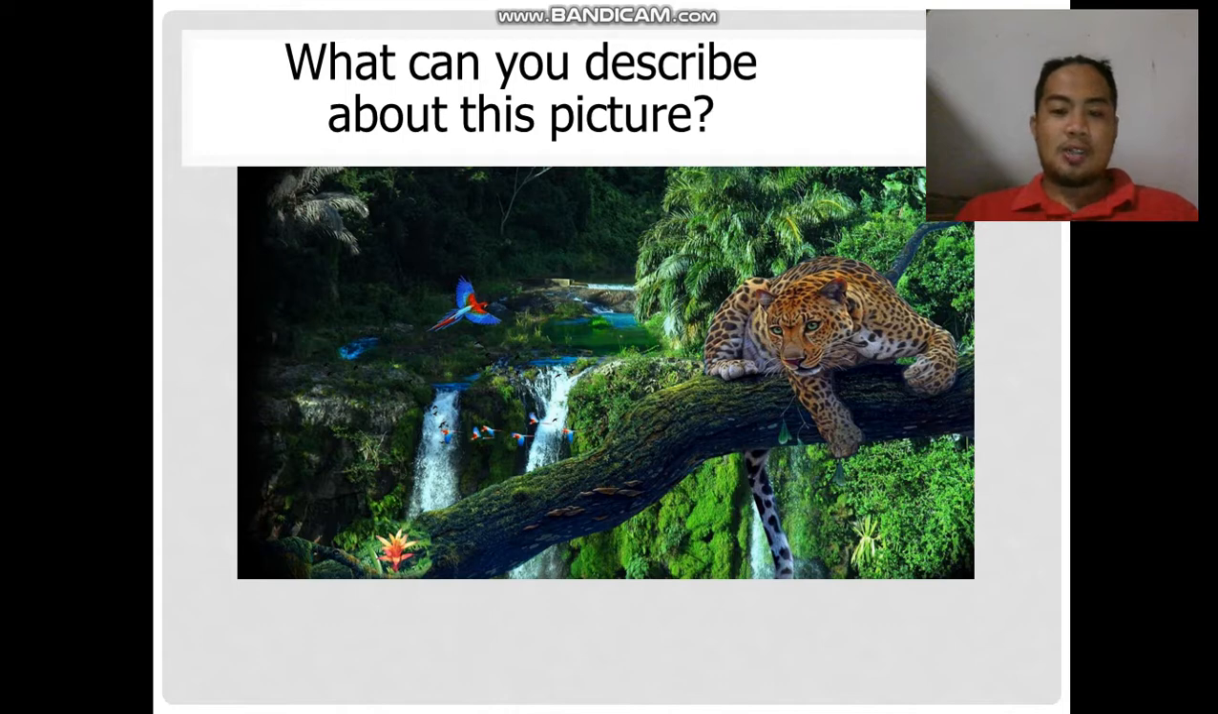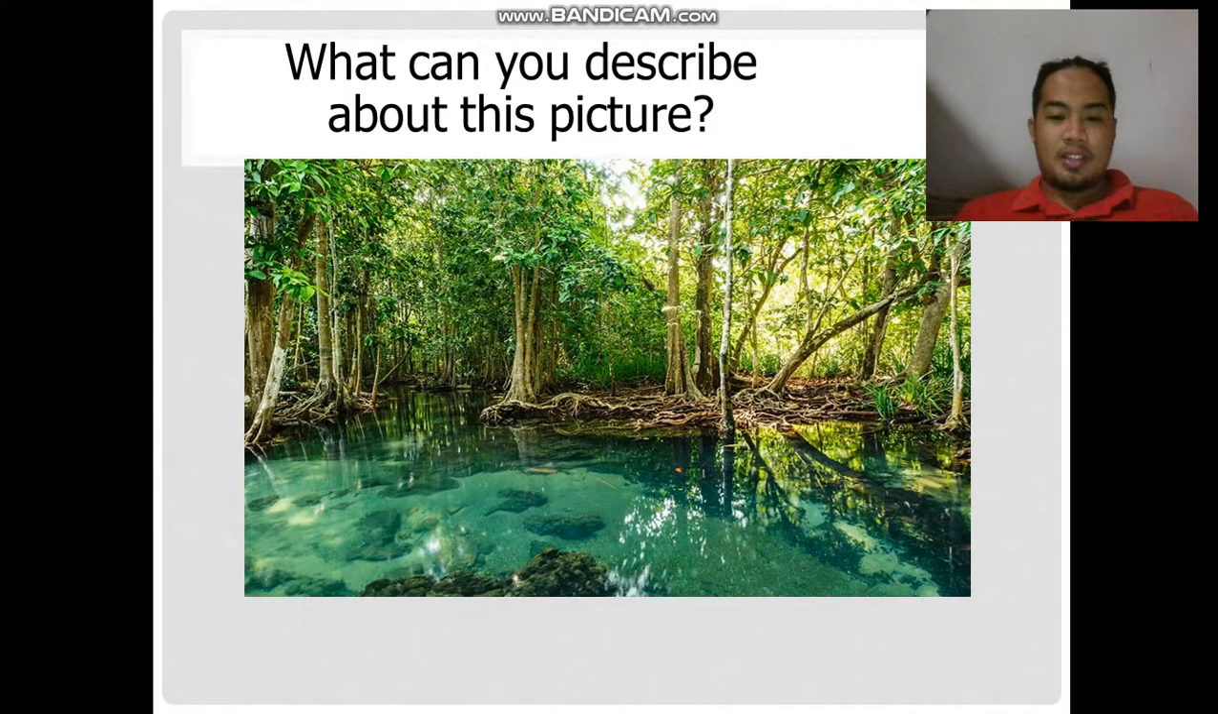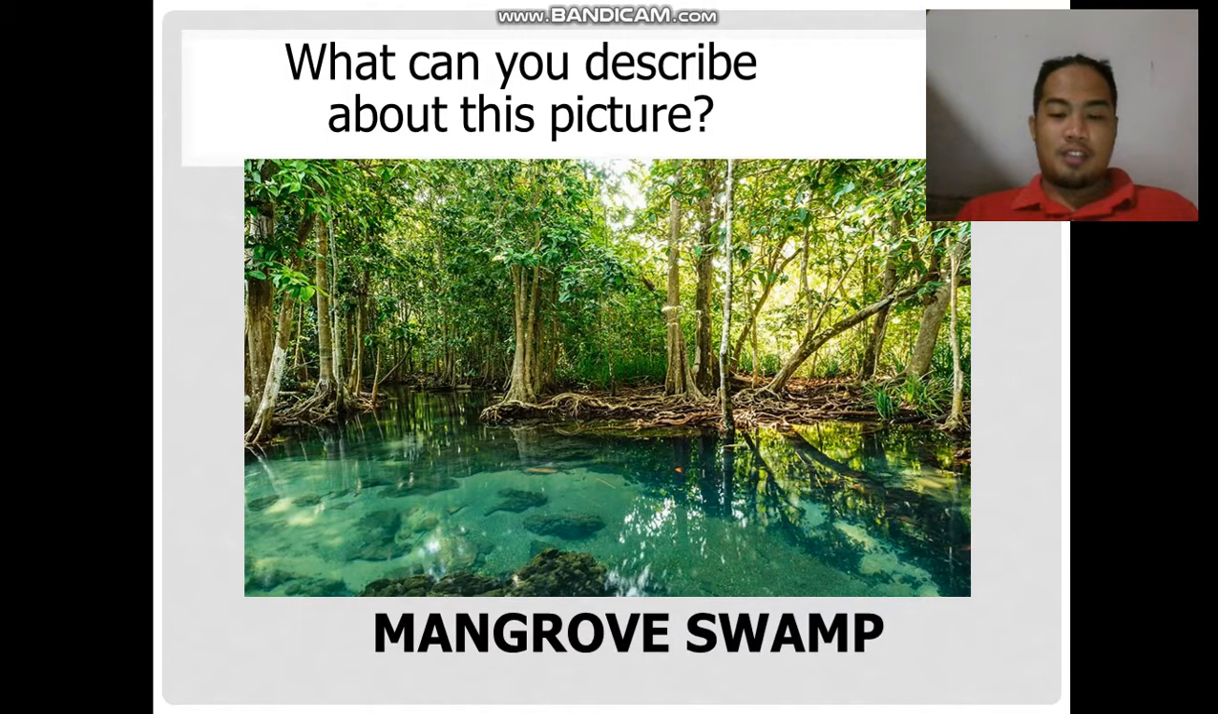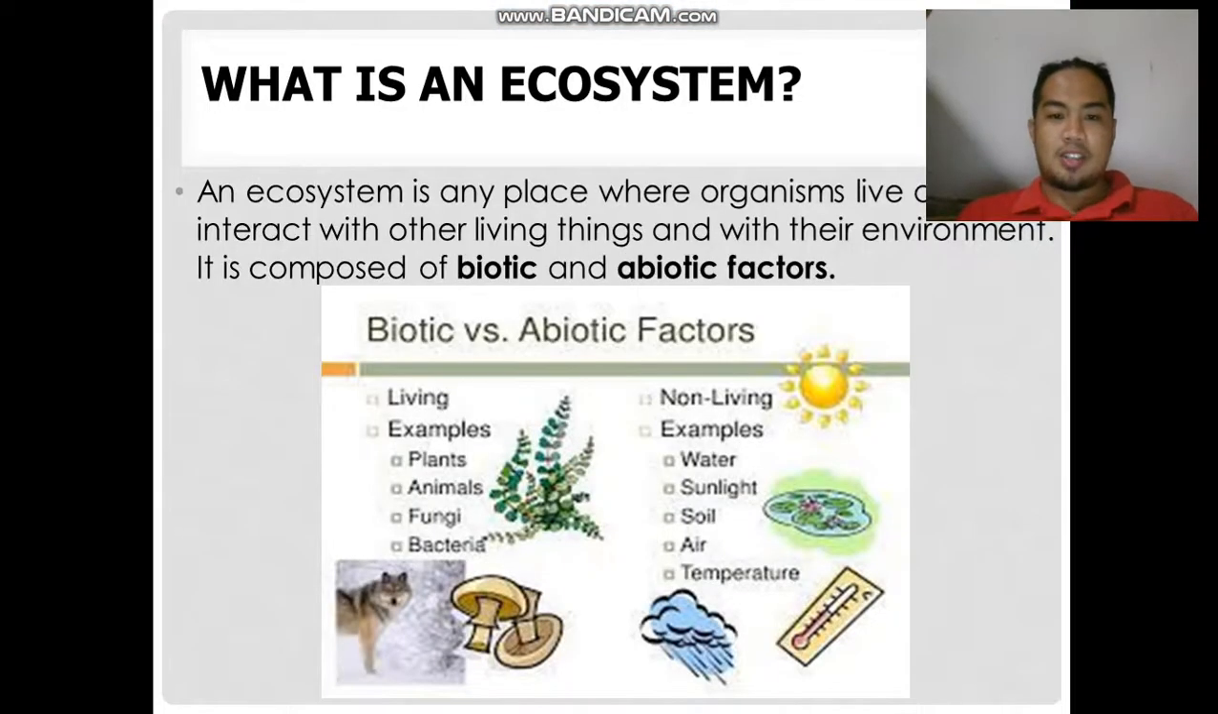Next, another place. I think it is a leopard. Okay? So, we are in the tropical rain forest. How about here? The water is very clear, and there are mangroves. So we are in the mangrove swamp. Those places that we saw are what we call an ecosystem. I hope you understand this. Okay, so what is an ecosystem?